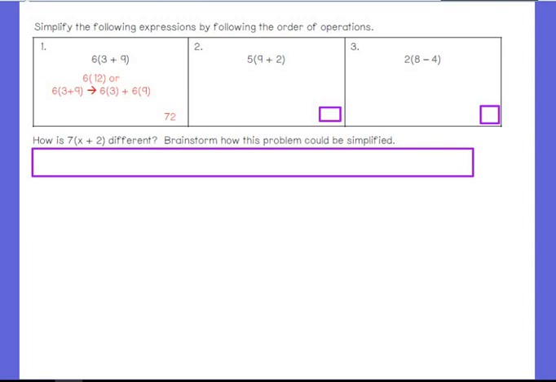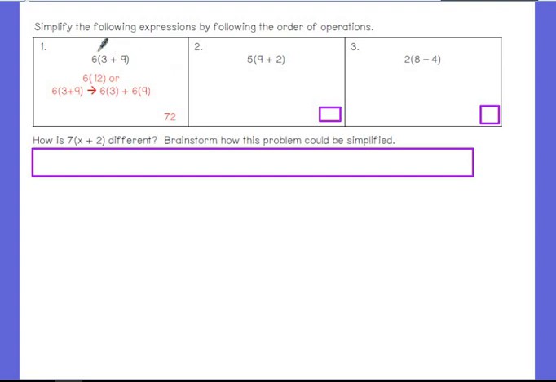Alright. We are going to be simplifying the following expression by following the order of operations. So you see here on number 1, I left all the work on it. And there's a couple ways that you could solve this. You could add the parentheses together, 3 plus 9, get your 12, then do 6 times 12 to get your 72. That's one way of working it.